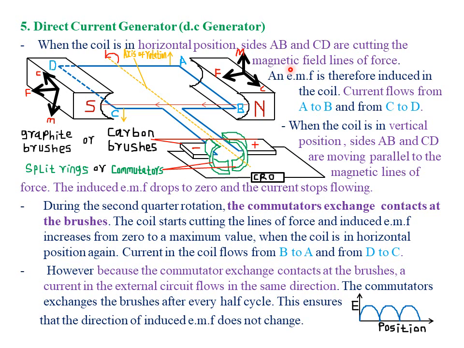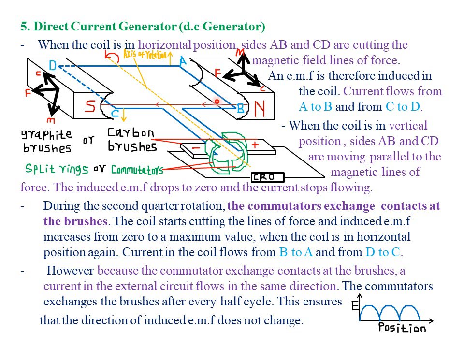So when the coil is in the horizontal position, the sides AB and CD are cutting the magnetic field lines of force. You can see the side AB is meeting the magnetic field line at an angle of 90. Similarly, the side DC is also meeting the magnetic field lines at an angle of about 90 degrees.